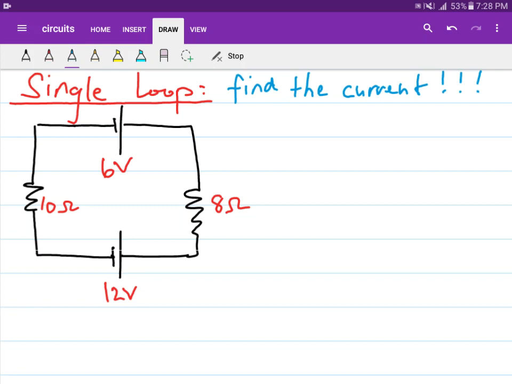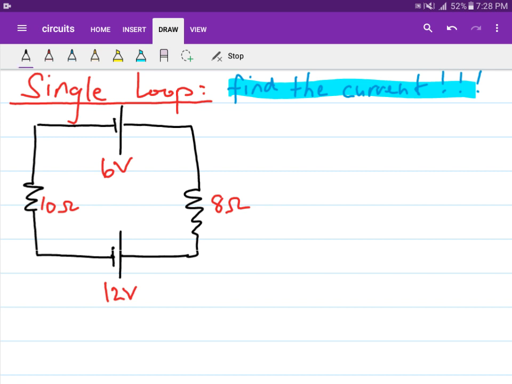Hello everyone. In this video, we are going to solve a single loop circuit using Kirchhoff's laws. So in this problem, we are to find the current inside this single loop circuit.